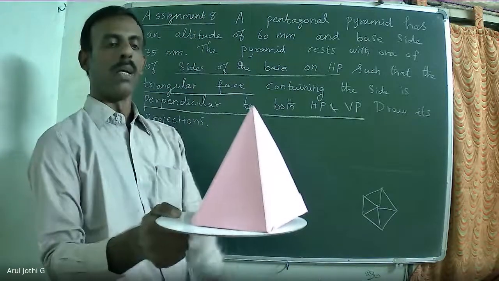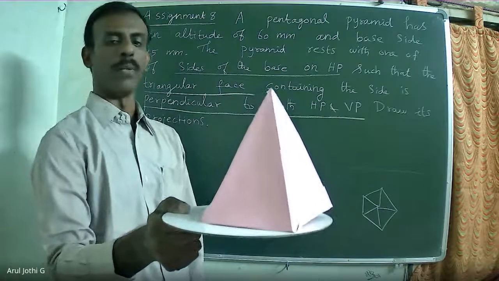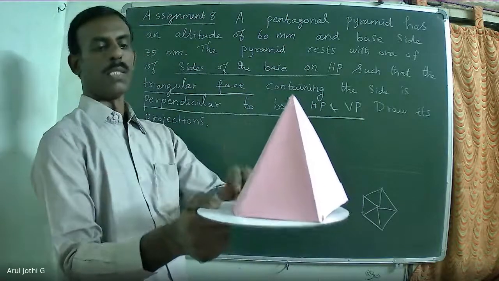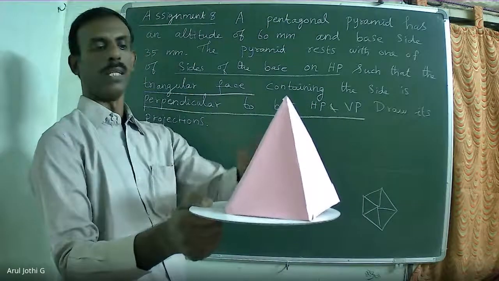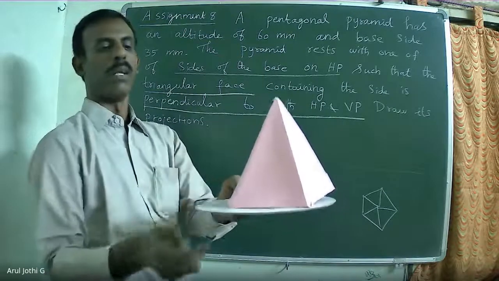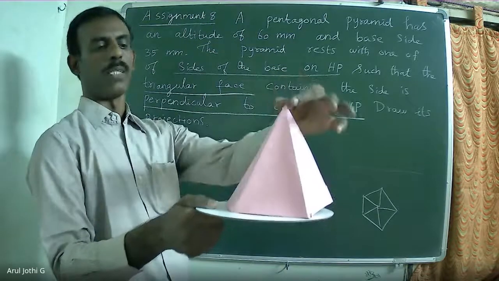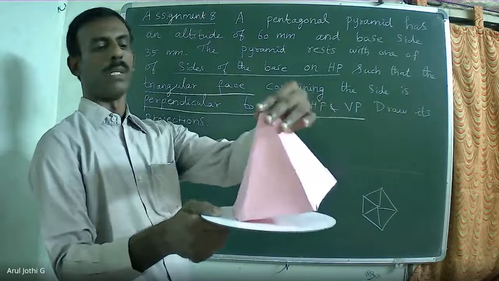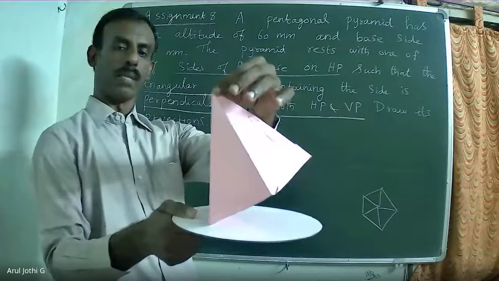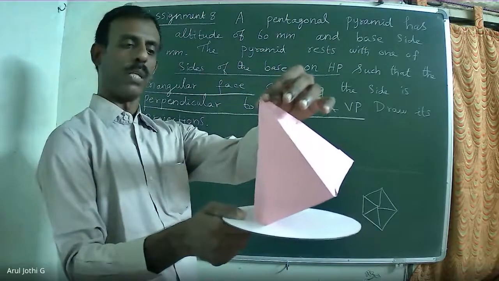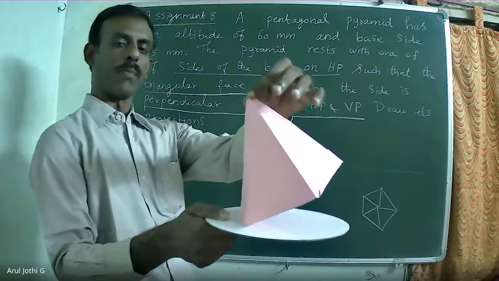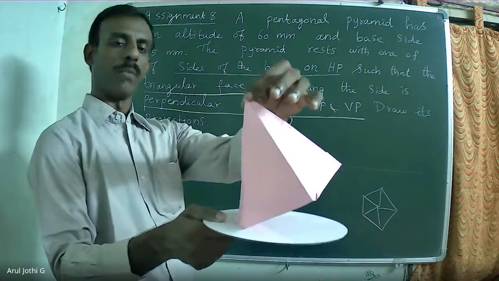Now, how to make this triangular face perpendicular to both HP and VP? Any idea? In the initial position, this triangular face is inclined to HP and perpendicular to VP. To make it perpendicular to both HP and VP, I am going to rotate it like this. Now this triangular face becomes vertical, that means it is perpendicular to HP as well as VP.